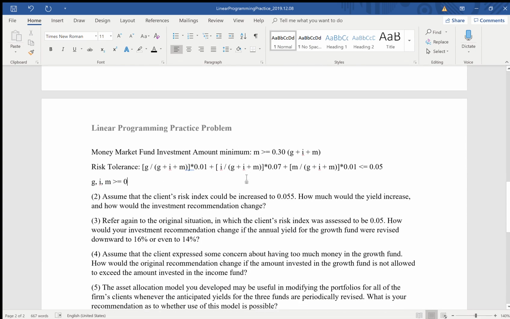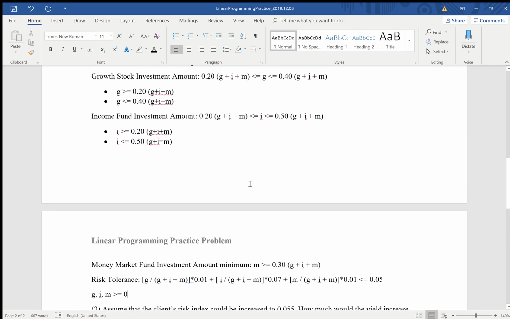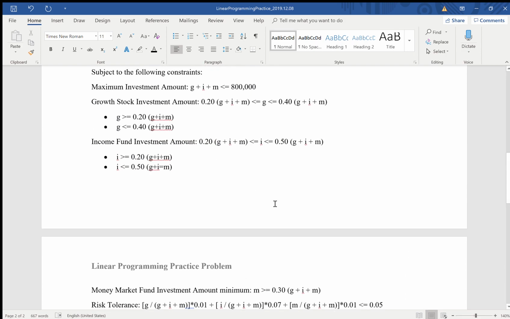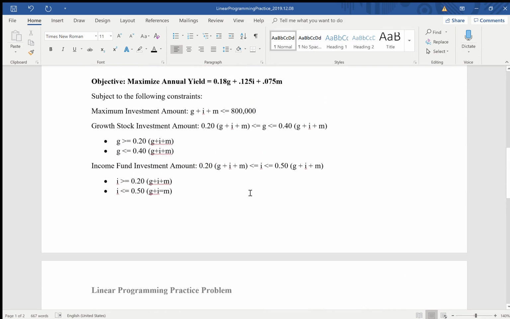In the next video, I'm going to go ahead and talk about how I entered this into Solver and something really tricky that I found that was causing errors.